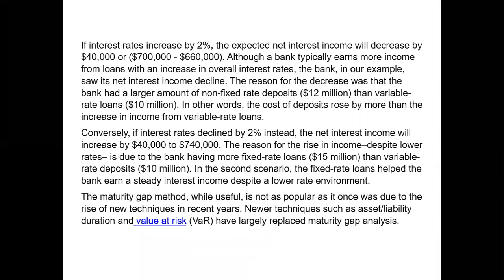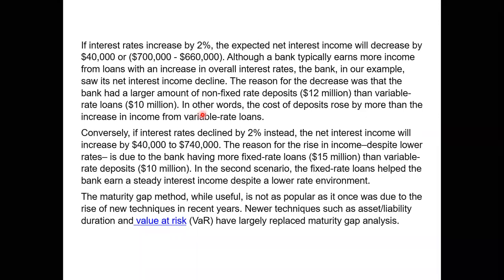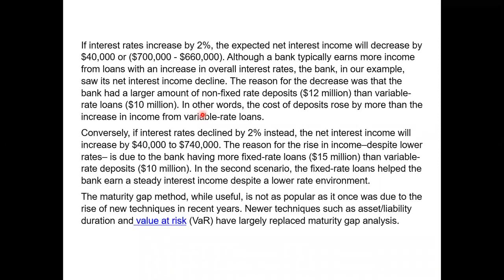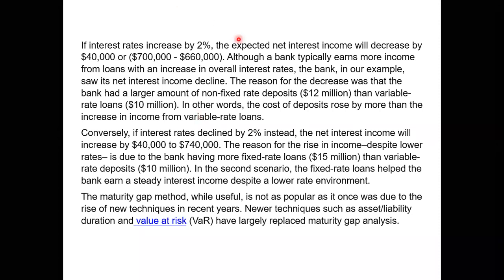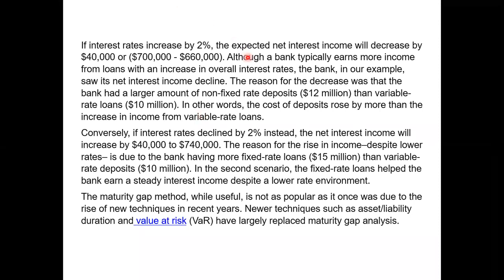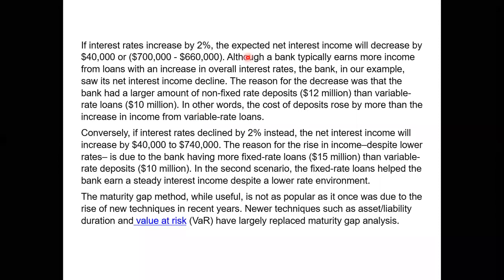I will go a little fast. I hope all of you understood. If you have any questions, you can stop me at any time and ask. If interest rate increases by 2%, the expected net interest income decreases by 40,000, because earlier it was 700,000, now it is 660,000. So the change is 40,000 down.